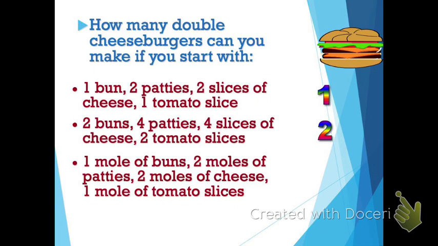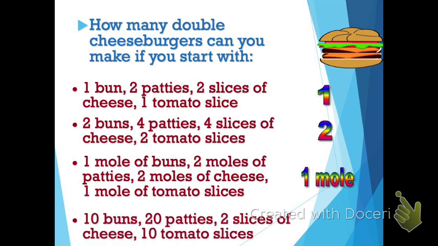What? I can make a mole of product, right? I have a whole mole of buns. This doesn't change anything. The ratio is still the same. So I've got 1 mole of buns, 2 moles of patties, 2 moles of cheese, 1 mole of tomato slice. So I can make a mole of my product. The ratio is all the same there.